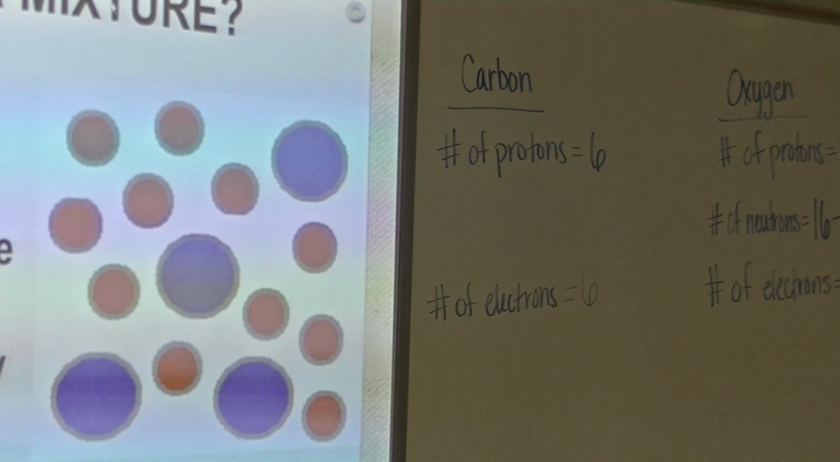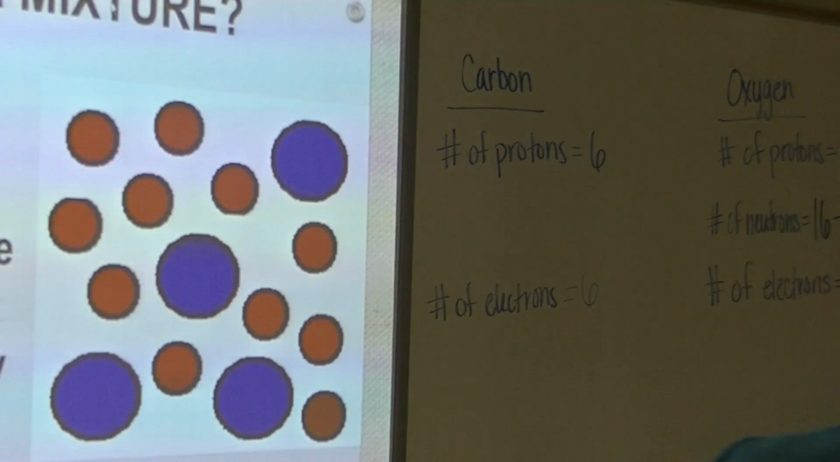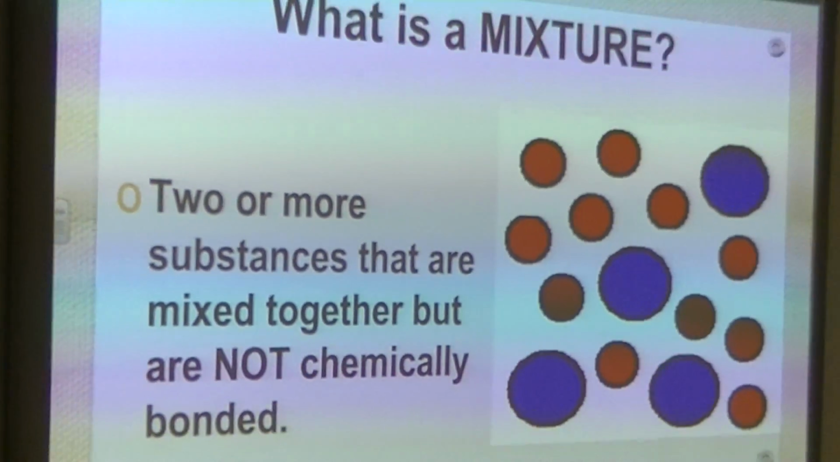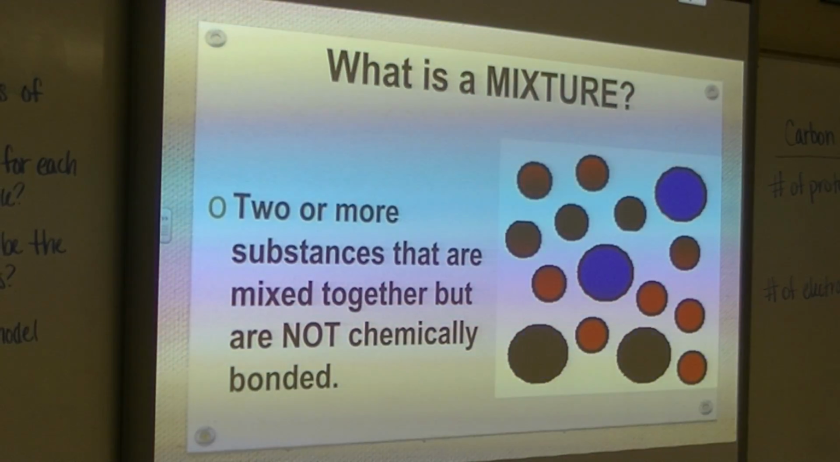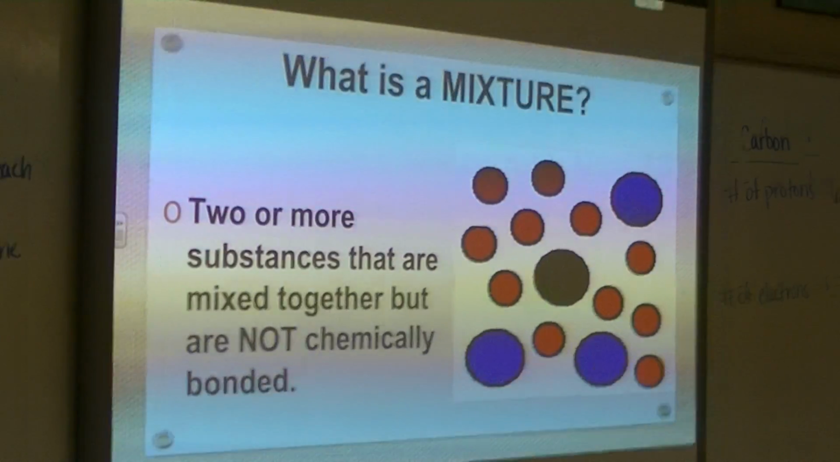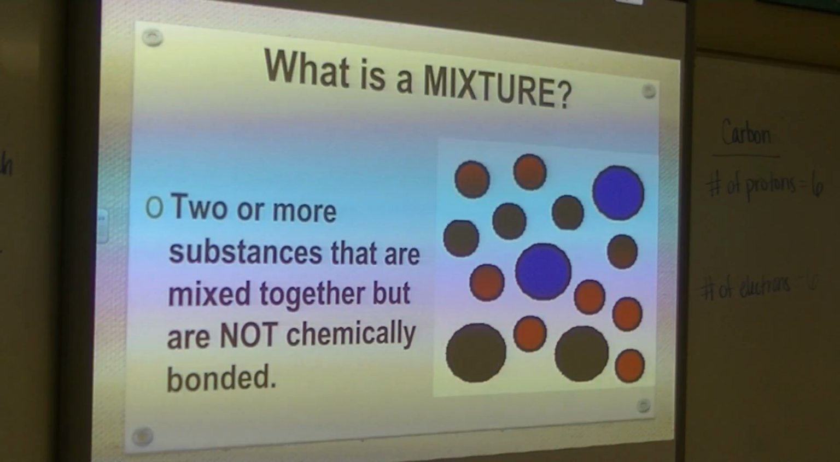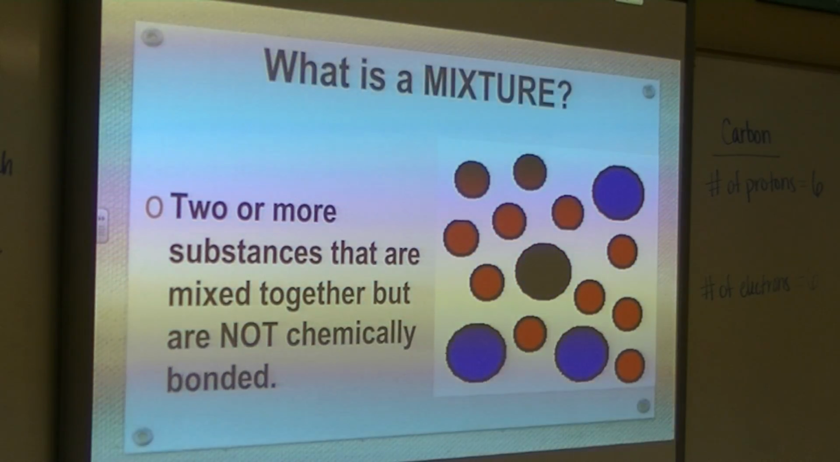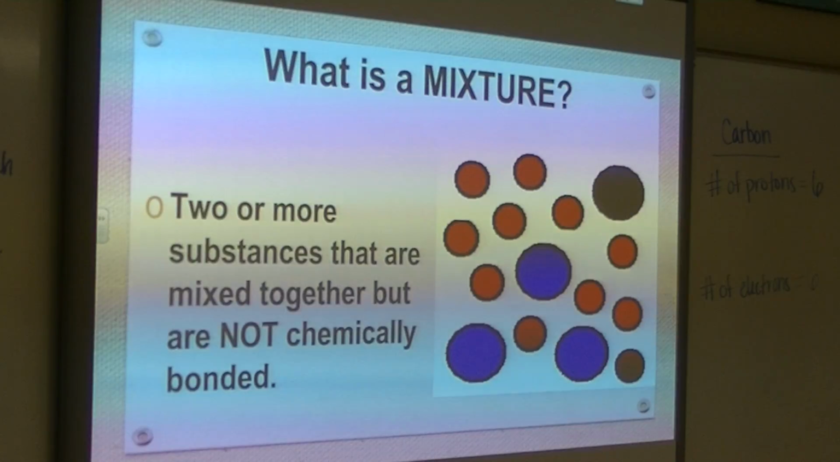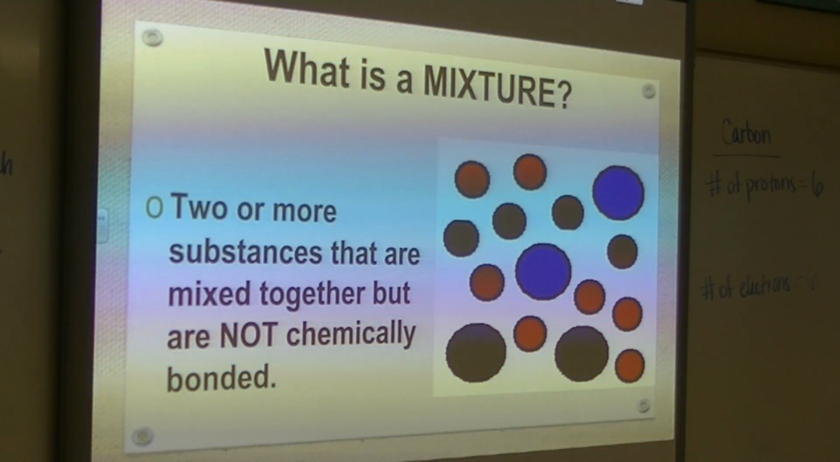Then we have mixtures. So mixtures are two or more substances that are mixed together. They're just mixed together. They're put in the same container. But they are not chemically bonded. So notice the difference. Look back at your notes because I put those pictures on there for you. Notice the difference between the picture under compound and the picture under mixture. Do you guys see the difference?